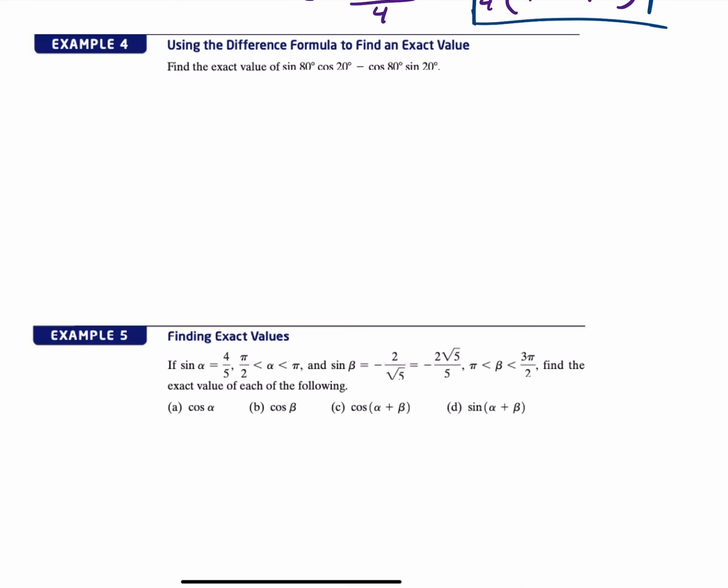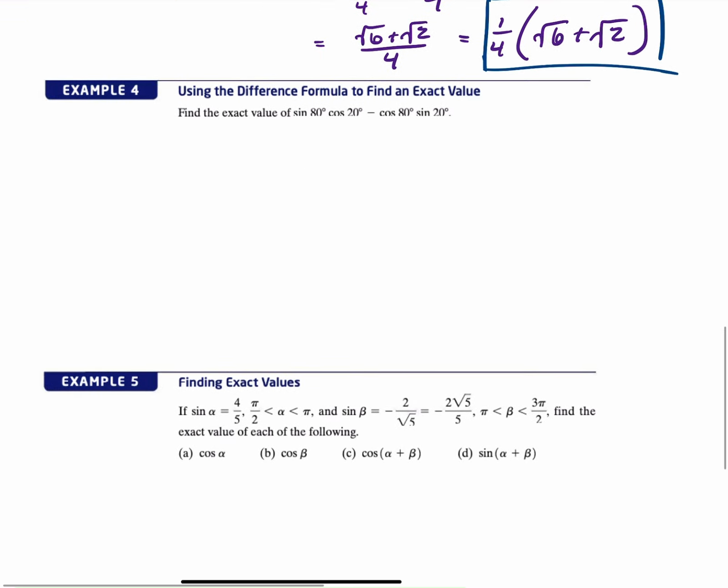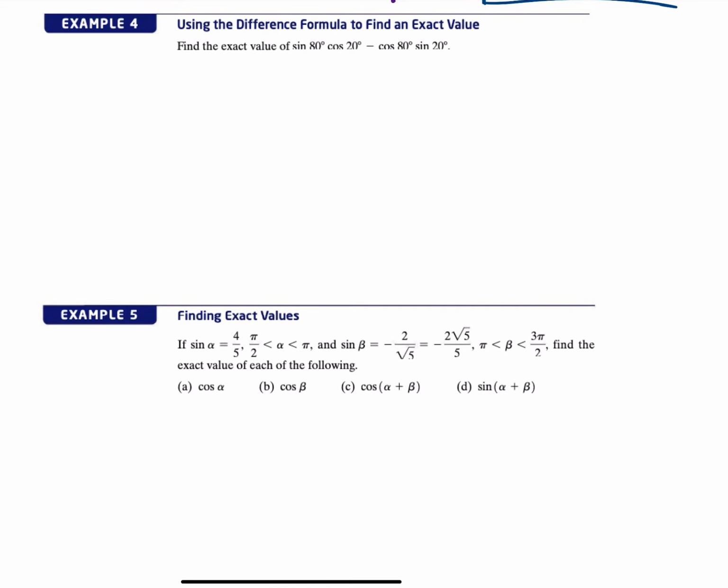Sine A cosine B minus cosine A sine B. I'll write it out here, that was our formula for the sine of the difference of two angles, sine A cosine B minus cosine A sine B. So that means if we have the sine of 80 times the cosine of 20 degrees minus the cosine of 80 times the sine of 20.